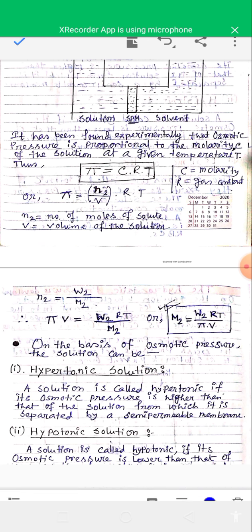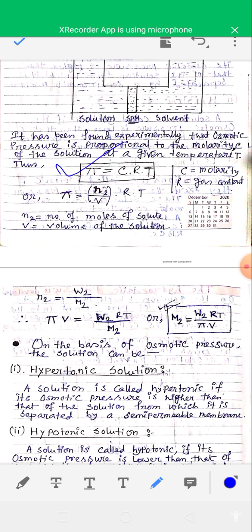Okay, so this is the main equation of osmotic pressure calculation, pi is equal to CRT. After rearranging this equation, you can get M2 is equal to W2 RT by pi into V, where M2 is the molecular weight of the solute, W2 is the mass of the solute, R is the universal gas constant, T is temperature in Kelvin scale, pi is osmotic pressure, and the unit of osmotic pressure is atm, and V is the volume of the solution.